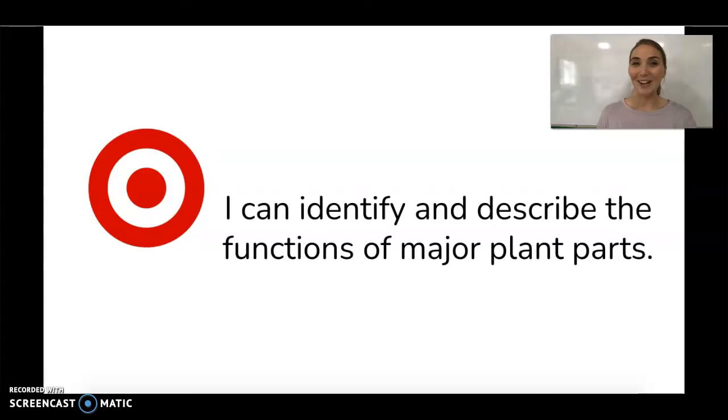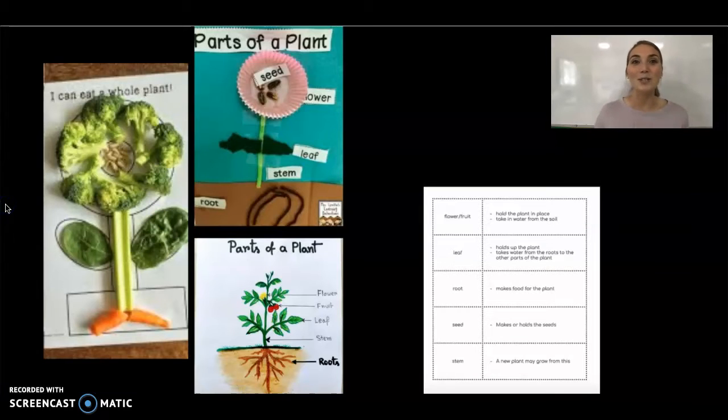Hello, super scientists. Our target skill for today is I can identify and describe the functions of major plant parts. So yesterday we learned and talked about the different parts of a plant and what each part does to help the plant survive. Today you can use the video on the previous screen to review those plant parts and what each part does. Because today we are going to build our very own plant, showing all the different parts.